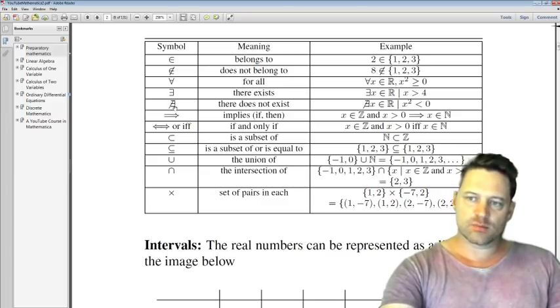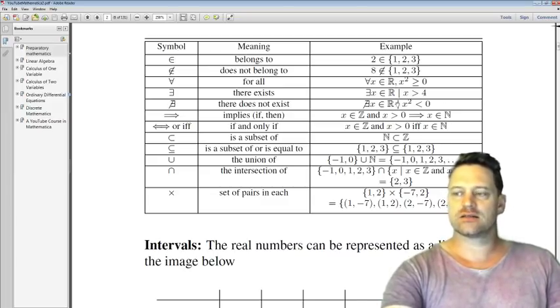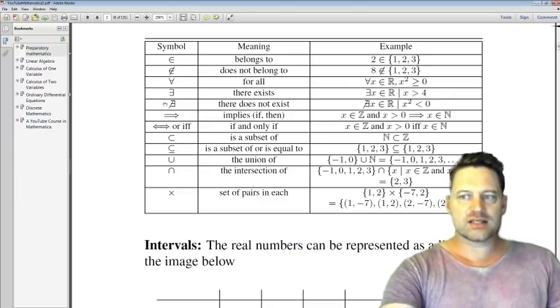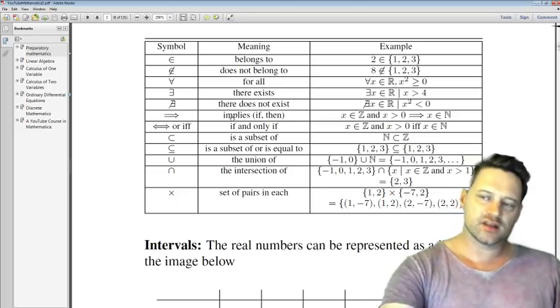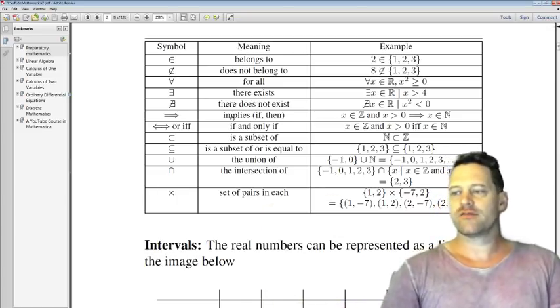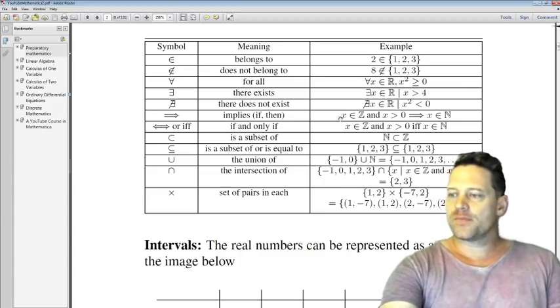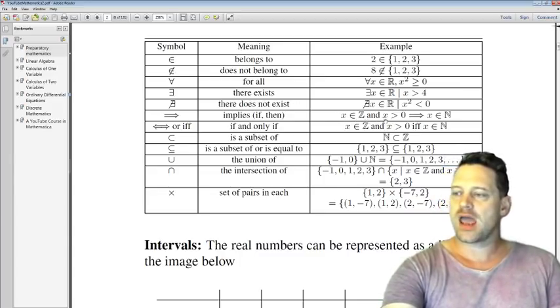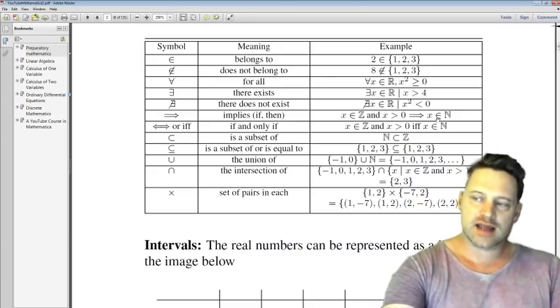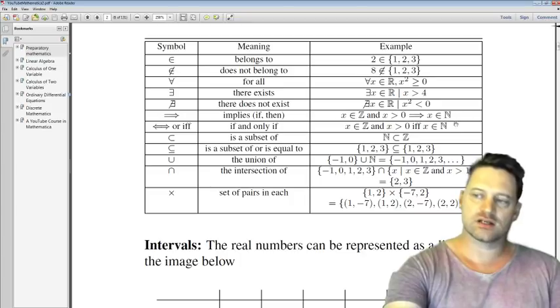All right, now this symbol means there does not exist. Okay, there is no x belonging to the real numbers, or there is no real number such that x squared is negative. True. Okay, this means implies. So if this, then this. All right, which is the same as implies. For example, x is an integer and it's positive implies that x is a natural number, a counting number.